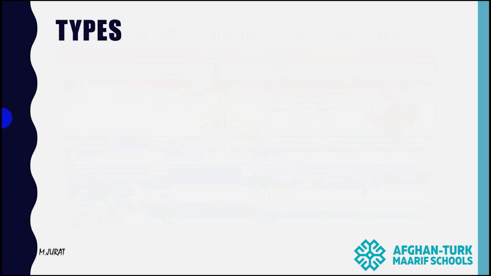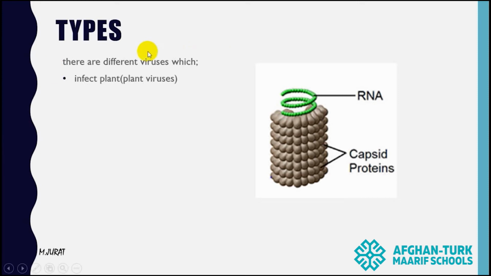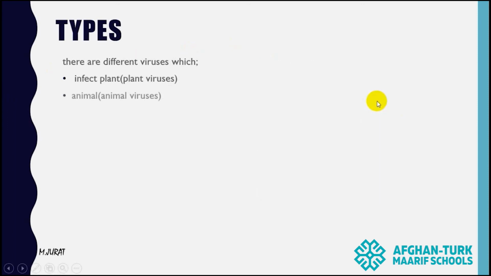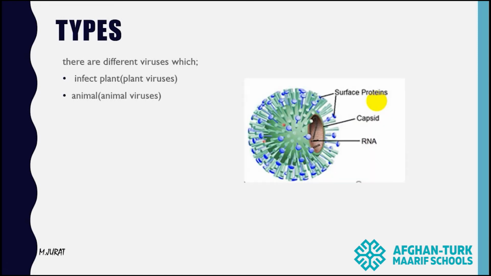According to their function or their host, we can divide viruses into different types. First is the plant virus, a virus which can infect only plants, with that shape. As you can see, the only structures they have are the capsid, or cover, and their genetic material, which is RNA in this case. The second type is the animal virus, a virus which can infect animals. As you can see, there is a protein surface protecting it, then a capsid or protein coat, and inside there is genetic material, which is also RNA in this virus.